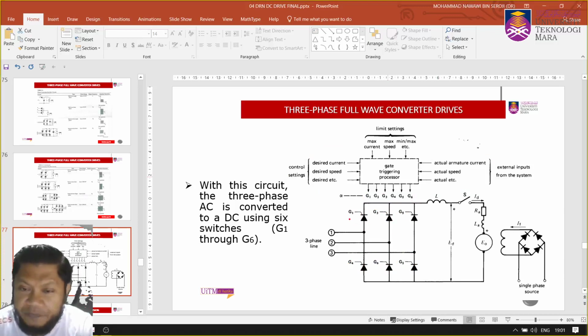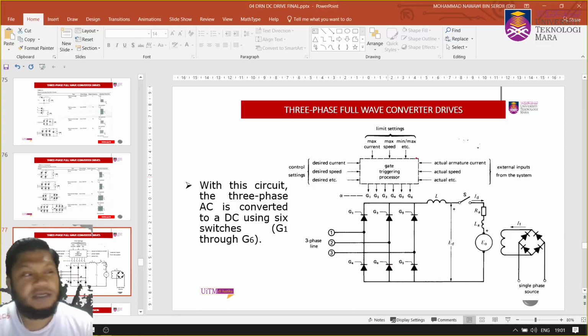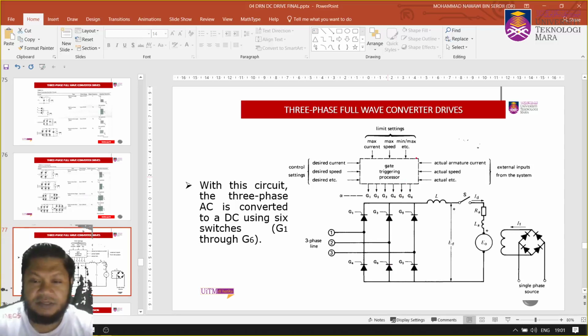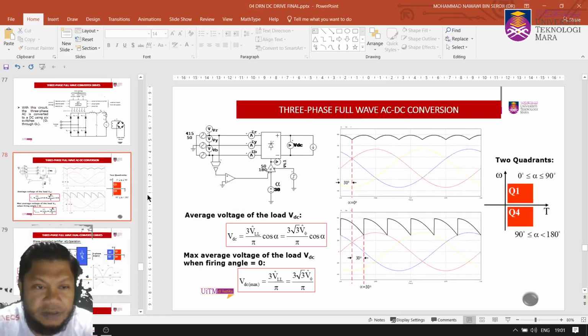So if you draw, you always have this label: G1, G3, G5, G2, G4, G6. Okay, I'm not going to go back to the power electronic subject. This is already explained in the power electronic subject last semester. Okay, so next, some equations.